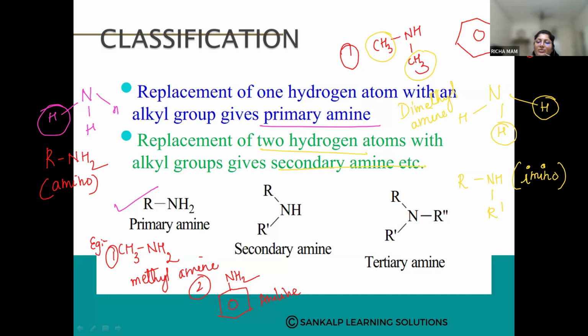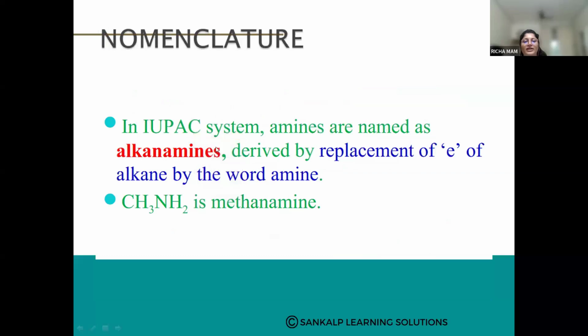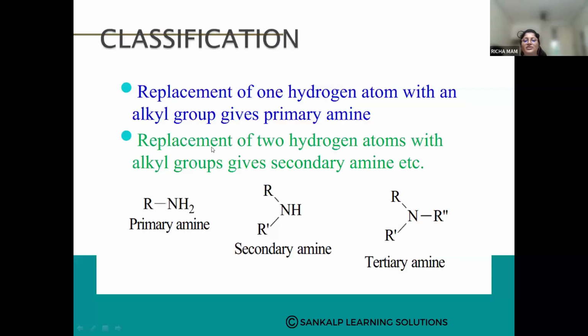And what is the name of the second compound, the aromatic compound? It is methylphenylamine. Understood? So we have seen what is primary amine and what is secondary amine, and we have seen the examples. Now, next, let us go for tertiary amine.